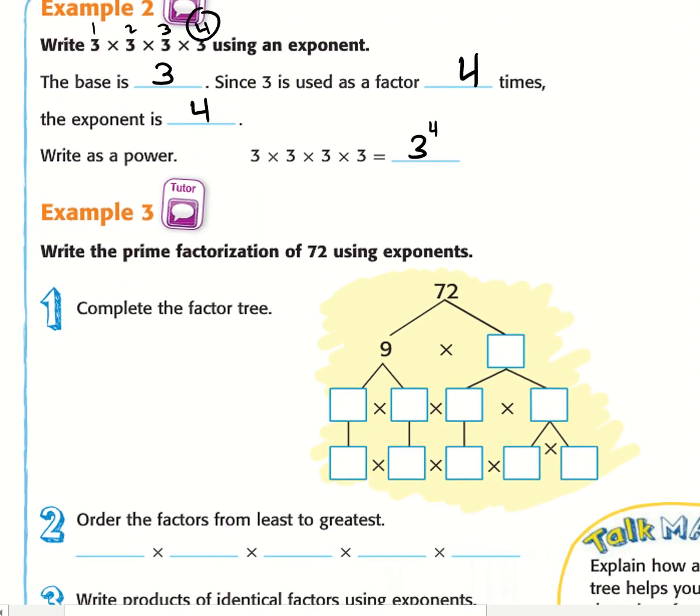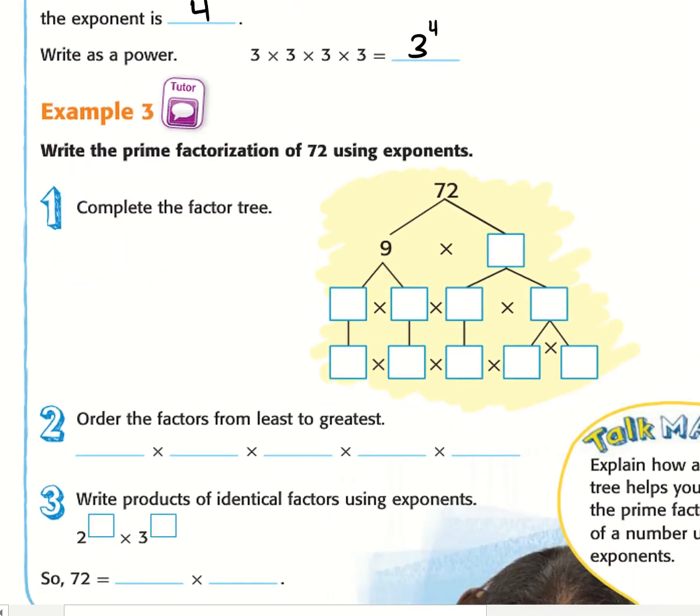Now we're going to go back to, from lesson 1, the prime factorization tree. So we're going to be using exponents in our answers. So we have 72 on top. And the way the book broke it down is we have 9 times blank. And that's going to be 9 times 8. So 9 can be split up by 3 times 3. And then 8 can be split up by 2 times 4.